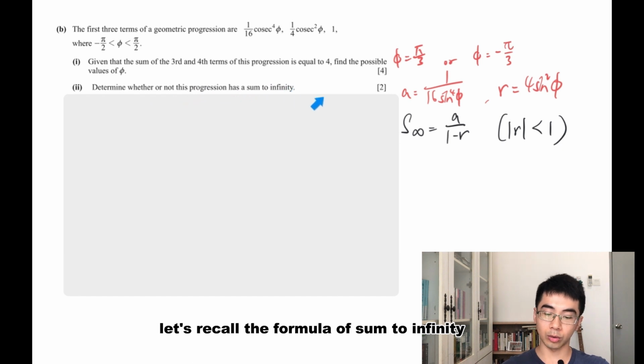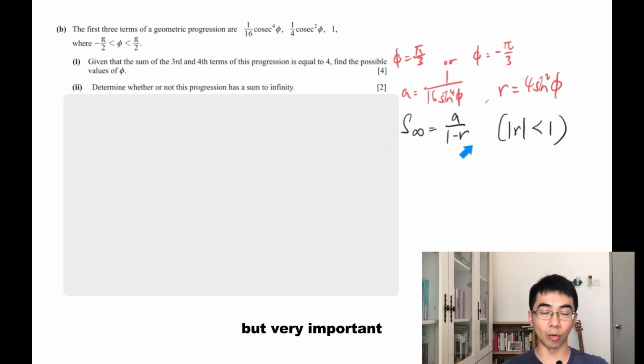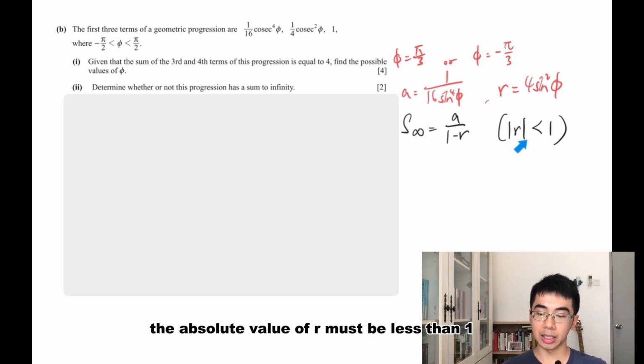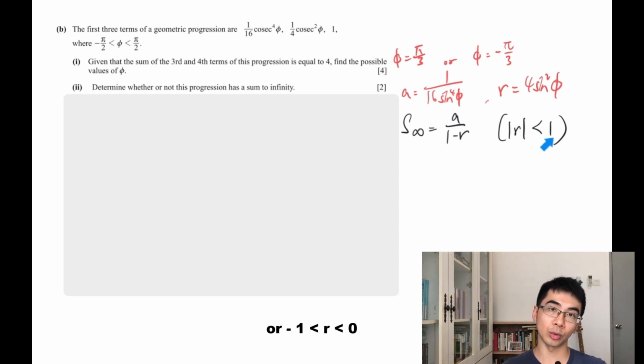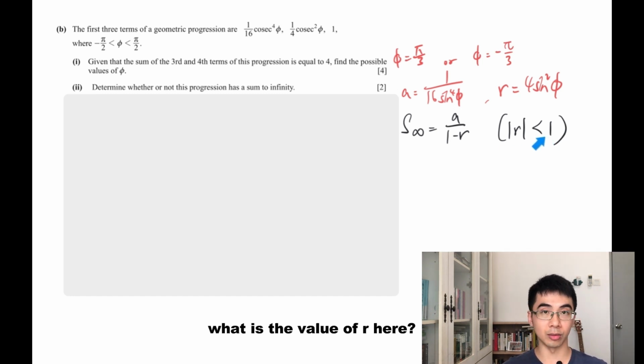Now for part B2, we need to determine whether or not this progression has a sum to infinity. So let's recall the formula of sum to infinity is a divided by 1 minus r. But very important, the absolute value of r must be less than 1, which means r can be in between 0 and 1 or in between 0 and negative 1. But what is the value of r here? We just find it and we can determine.